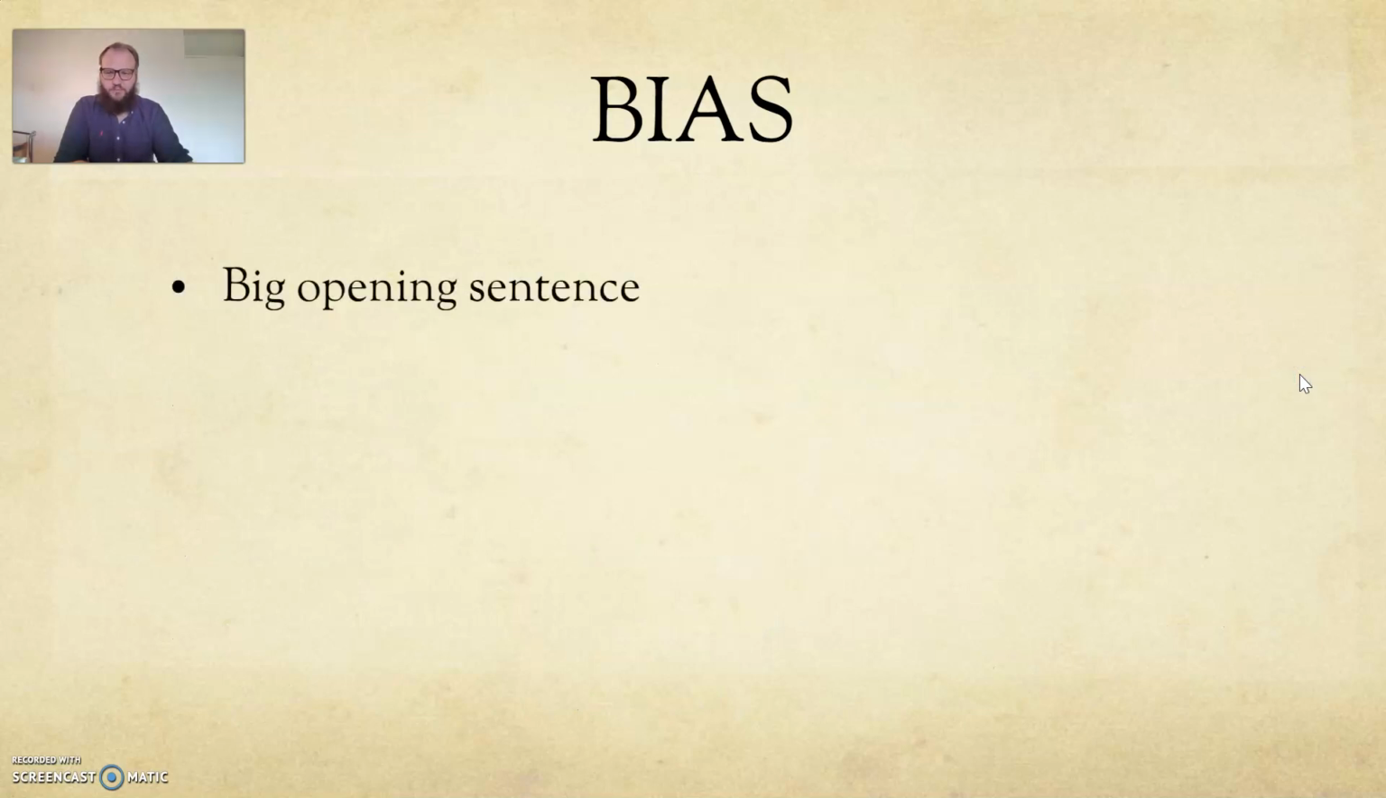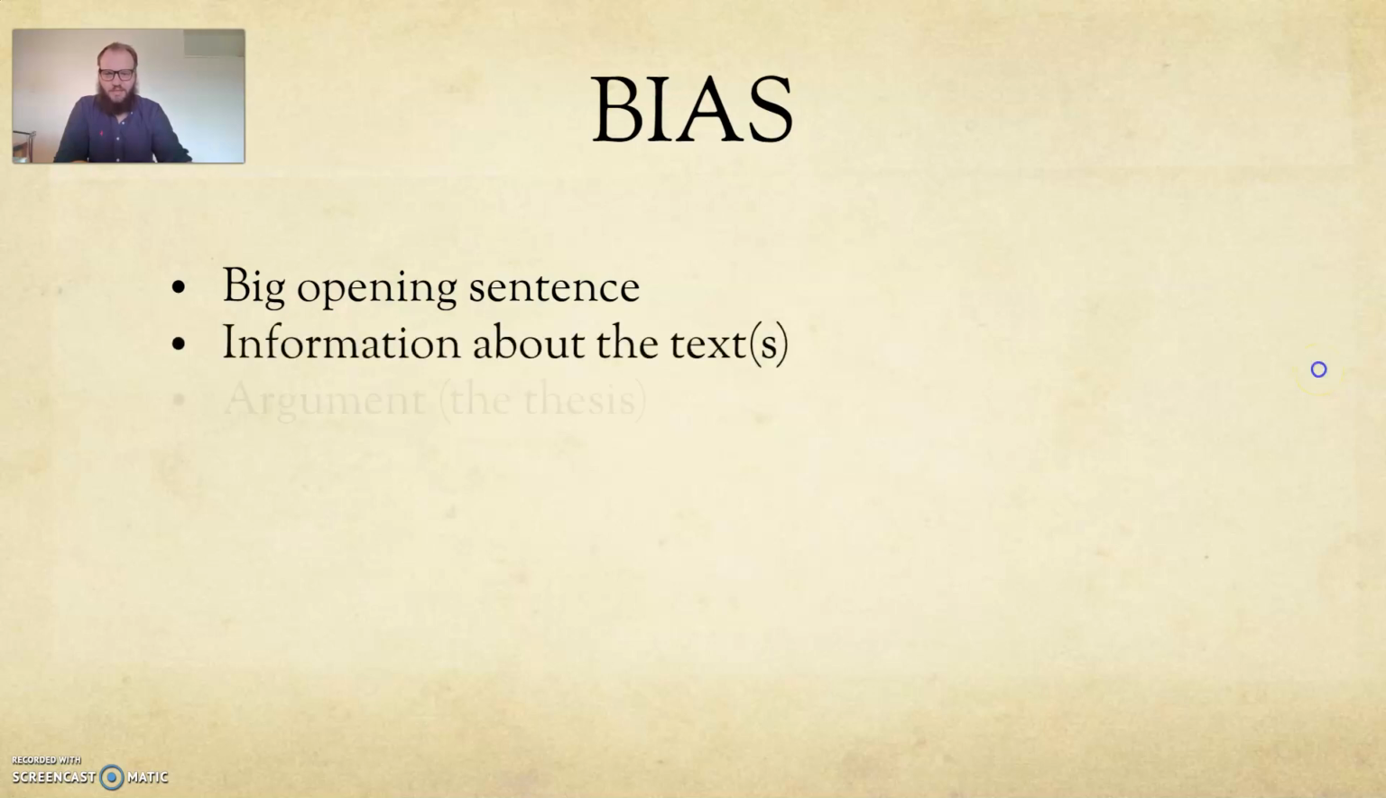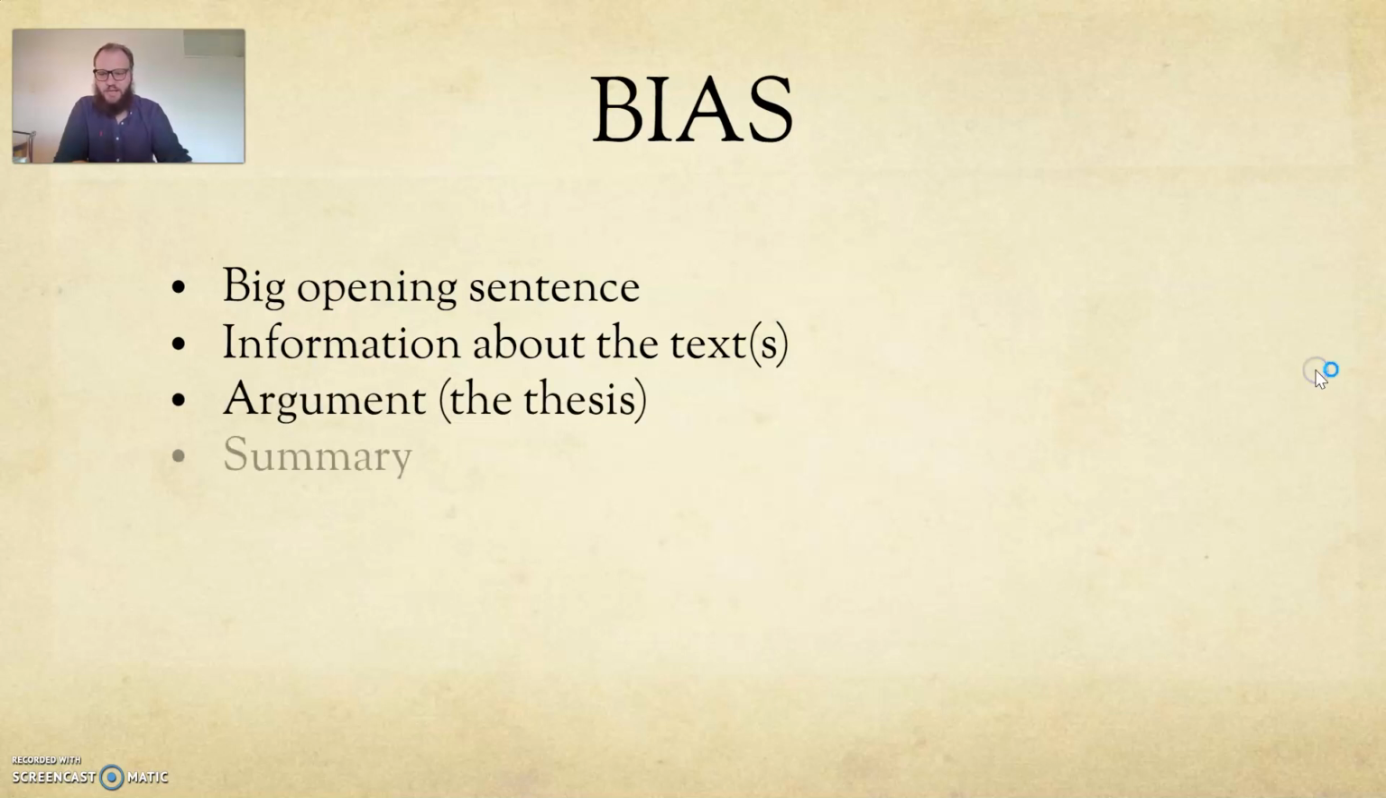So what does bias stand for? Well, firstly, it stands for a big opening sentence. That's your B. The I stands for information about the text. A is your argument, or in other words, the thesis. And S is your summary. So it really clearly summarizes where you're heading. I'm going to go through in detail what each of those things mean.